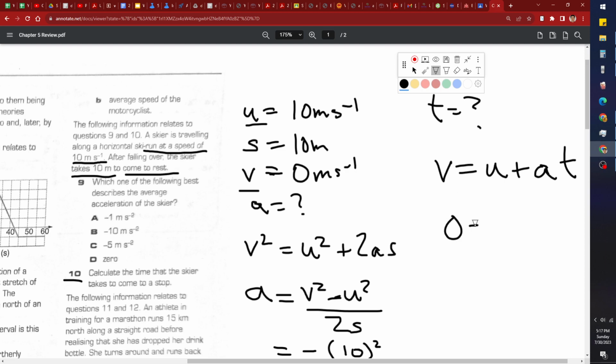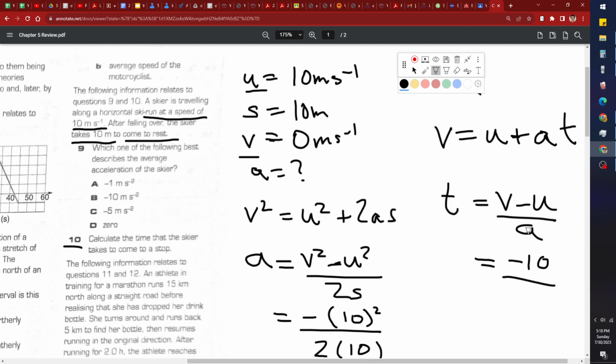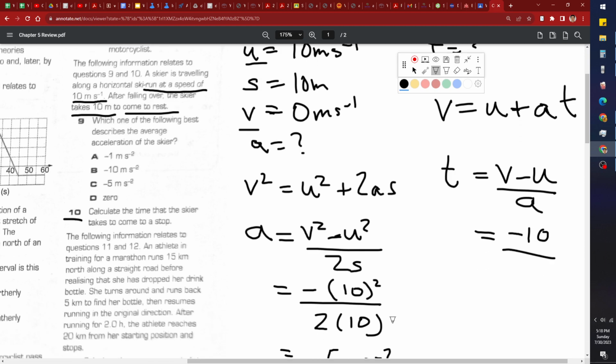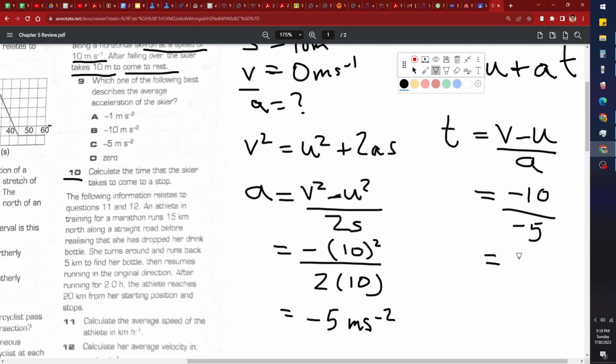V is 0. I'm sorry, I should rearrange my formula first because it's easier that way. I want to solve for t, so there's v and u. What's going to happen is this is adding these two, so we do that one first. V minus u, and then a is multiplying t, so we're going to divide it by a. So negative 10, because it's 0 minus 10, divided by a, which is going to be negative 5. And then you can see negative 10 divided by negative 5 gives us a positive 2 seconds. Okay, so there's 10.